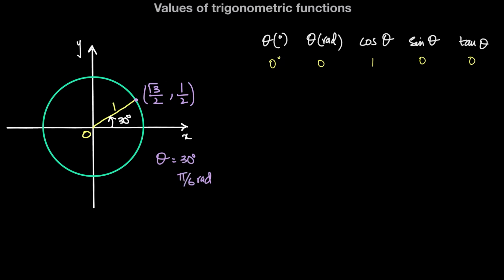So when theta is equal to 30 degrees, the angle in radians can be written as pi over 6 radians. And the cosine of this angle is just the x-coordinate of the point on the unit circle, which over here comes out to square root of 3 over 2. And the y-coordinate on the unit circle comes out to 1 over 2. And the ratio of the y-coordinate and the x-coordinate, that is sine theta over cosine theta, is tan of theta, that is just 1 over root 3.